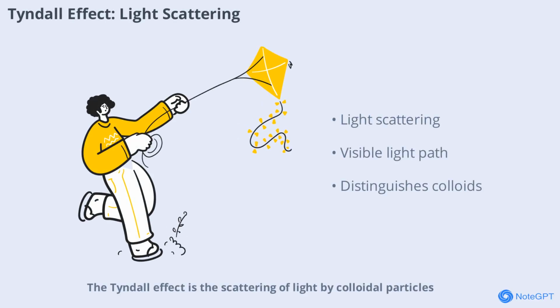Tyndall effect is the scattering of light by colloidal particles. When a beam of light passes through a colloid, the particles scatter the light, making the path visible. This is why we can see sunlight streaming through mist or dust in the air. The Tyndall effect helps distinguish colloids from true solutions, which do not scatter light. This property is used in laboratories to identify colloidal systems.